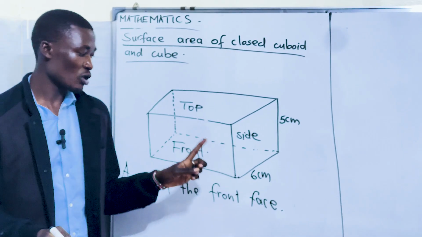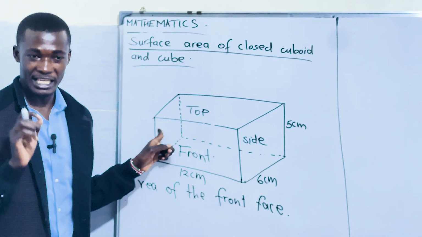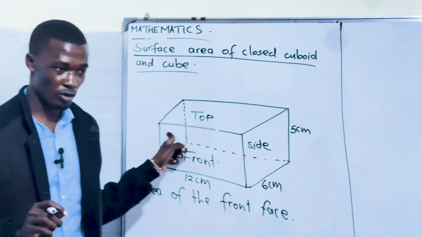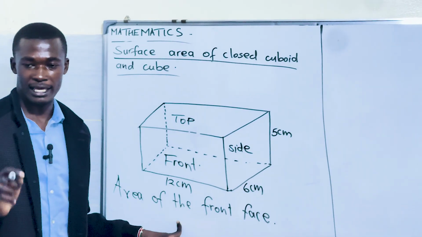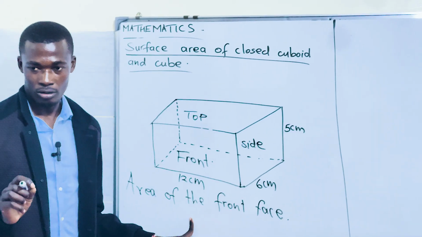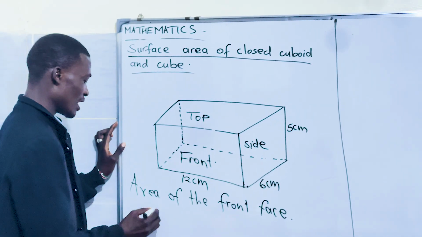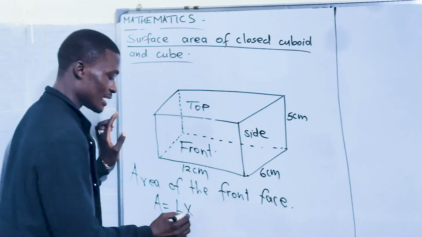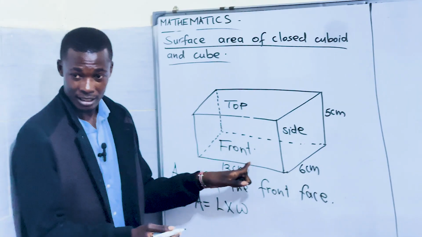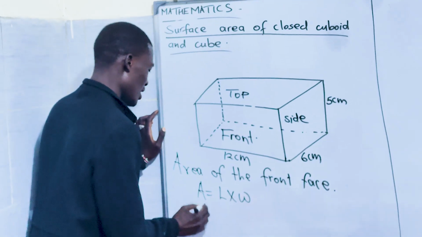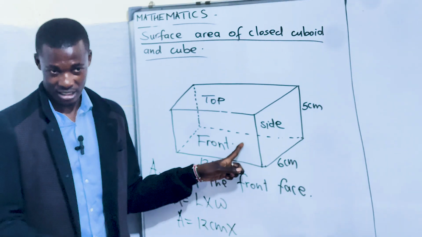First and foremost, you have to identify the front face that we are talking about here. In which shape is it? Which shape is the front part? Yes, Mohammed? It is a rectangle. So how do we get the area of a rectangle? Hibo, length times width. So for us to get the area of the front part, we say that area equals length times width. Are we together? The length of the front part is 12 centimeters. So we say area equals 12 centimeters times what is the width? Yes, Muhammad.